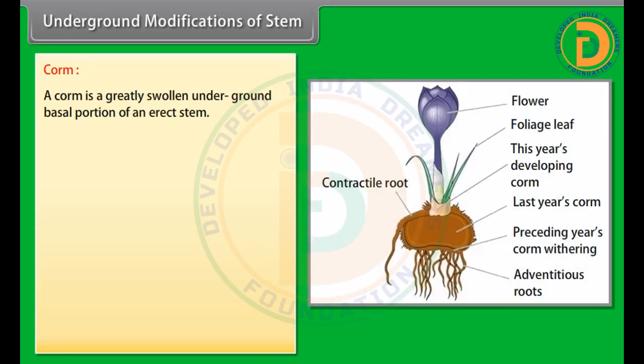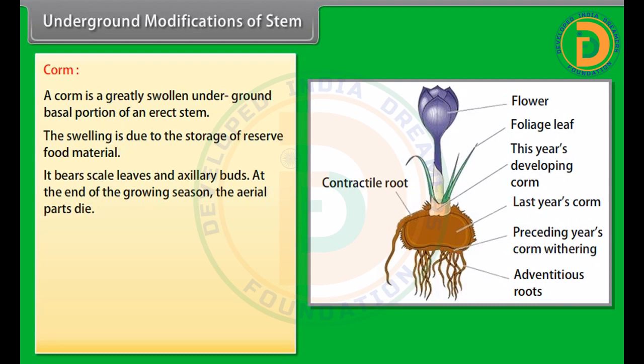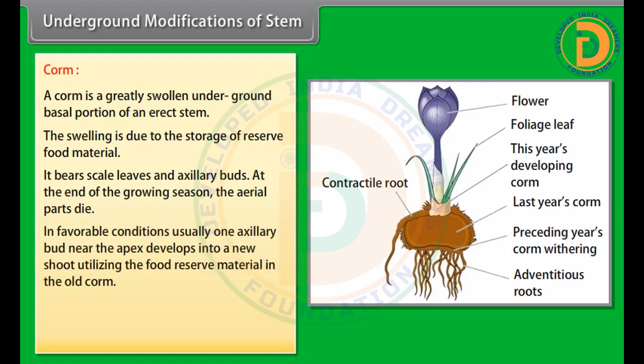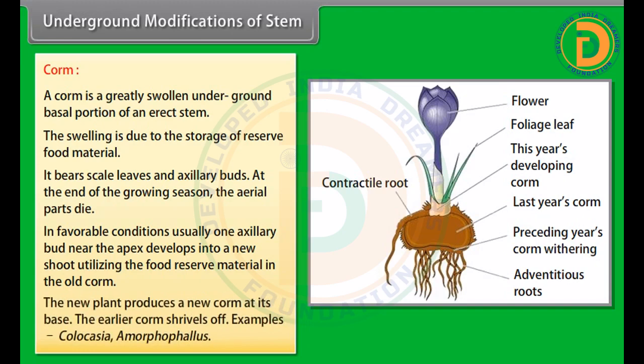Corm. A corm is a greatly swollen underground basal portion of an erect stem. The swelling is due to the storage of reserve food material. It bears scale leaves and axillary buds. At the end of the growing season, the aerial parts die. In favorable conditions, usually one axillary bud near the apex develops into a new shoot utilizing the food reserve material in the old corm. The new plant produces a new corm at its base. The earlier corm shrivels off. Examples: colocasia, amorphophallus.